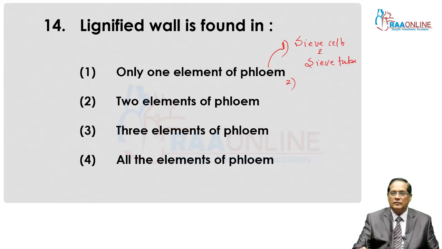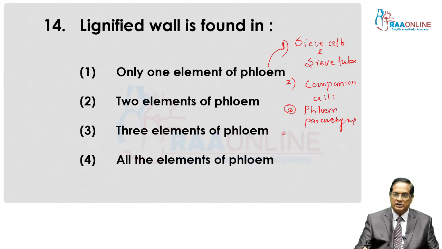Second, companion cell, parenchymatous. Companion cells. Third, phloem parenchyma. And fourth is phloem fibers.